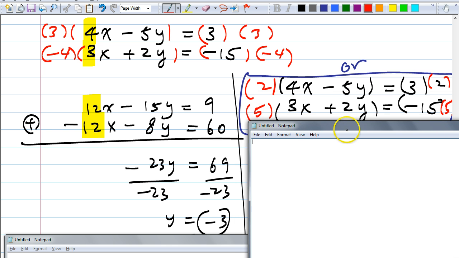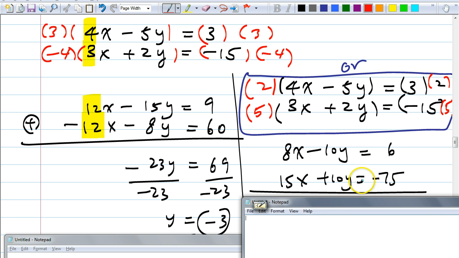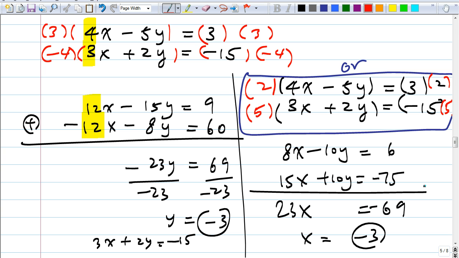Okay, you guys on the right side, when you try the other way, what do you get? I got 8x minus 10y equals 6 and 15x plus 10y equals 74. Correct. Minus 74, right? Yeah, when you add them together, look, the y's will cancel out, right? So, Sarah, what do I get? What's 8x plus 15x? 23x equals to negative. Yeah, and then when you divide both sides by 23, you get negative 3.